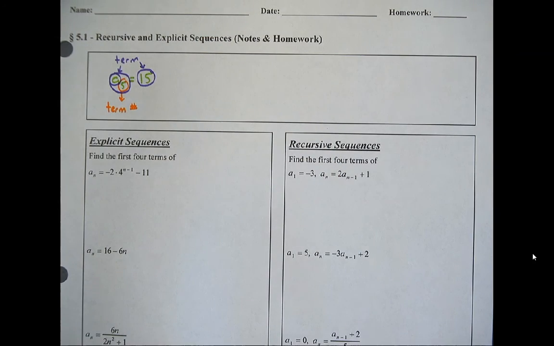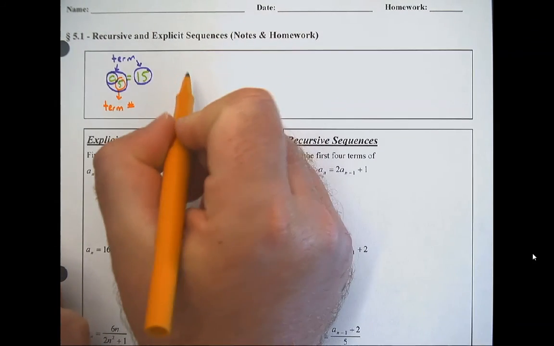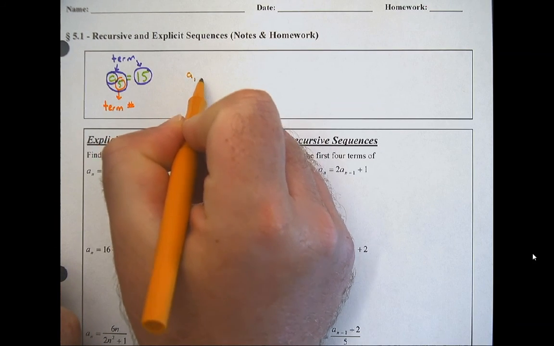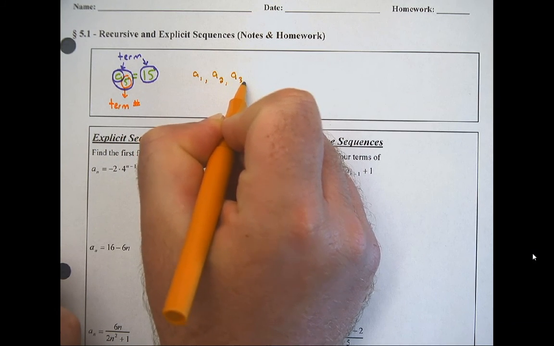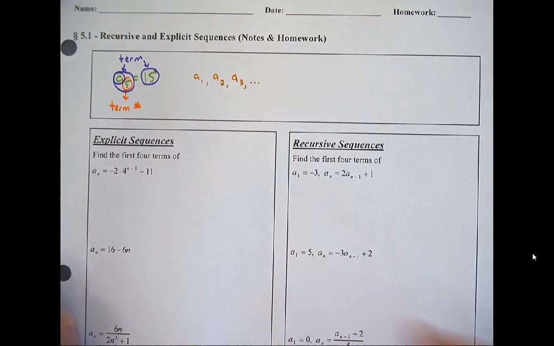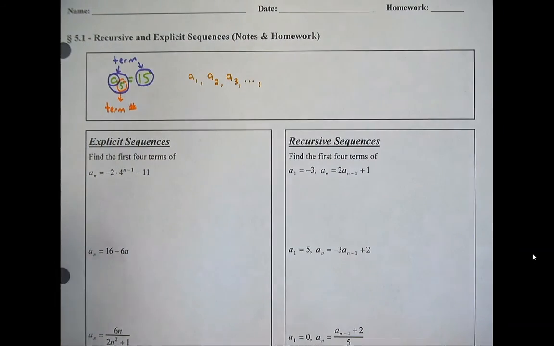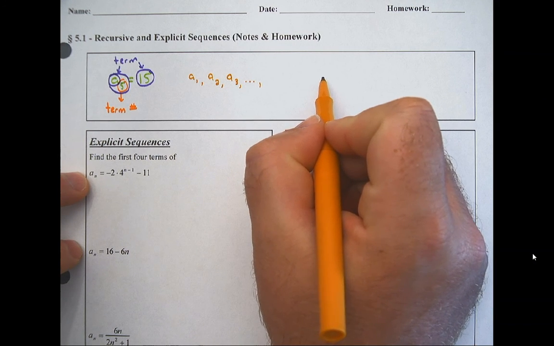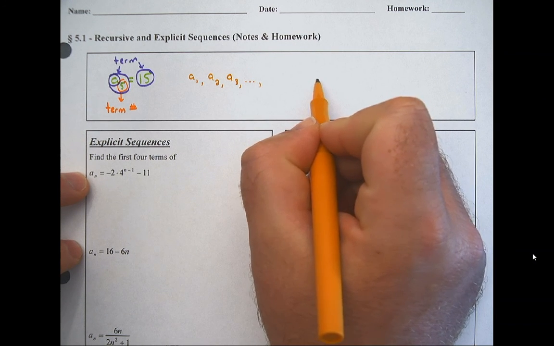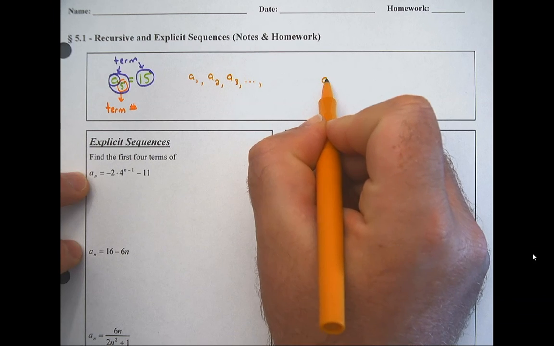And we denote our sequences. The first term would be A sub 1, the second term A sub 2, A sub 3, and so on. And then if I want to talk about any random term in the sequence, I'm going to pick any random term. We would call that term A sub n.